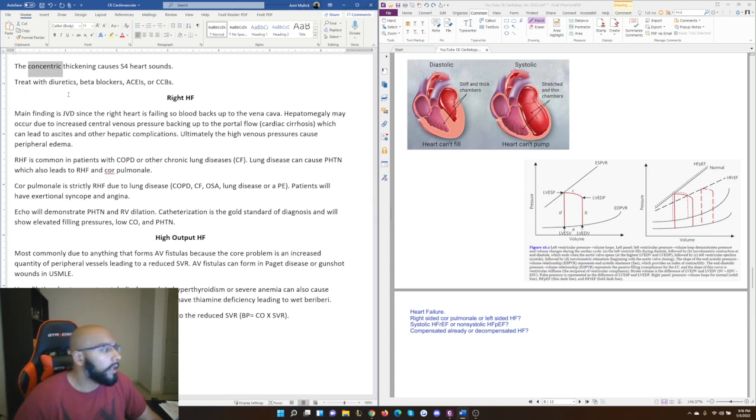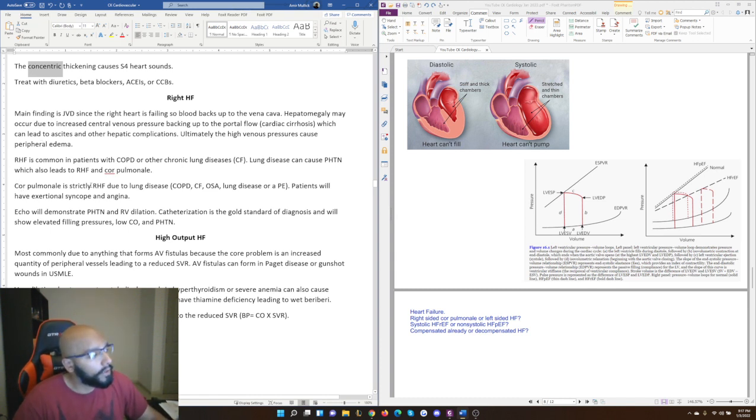For right heart failure, we mainly discussed this already, talking about how when you have right heart failure, everything backs up to the venous system, and you have a different set of symptoms, as you can see right here. Right heart failure is common in patients with COPD or other chronic lung diseases like cystic fibrosis. Lung disease can cause pulmonary hypertension, which is the equivalent of the left side having aortic stenosis or just a patient having really bad hypertension. Hypertension backs up into the aorta and causes the left ventricle to not work too well, right? So on the right side, the equivalent of hypertension is pulmonary hypertension, where something is causing the right ventricle to have extreme difficulty in pumping blood into the lungs.